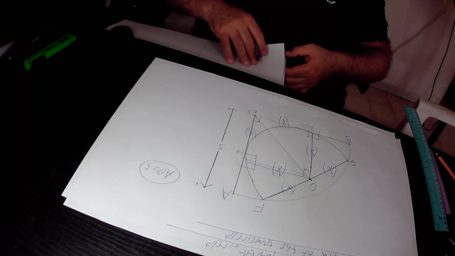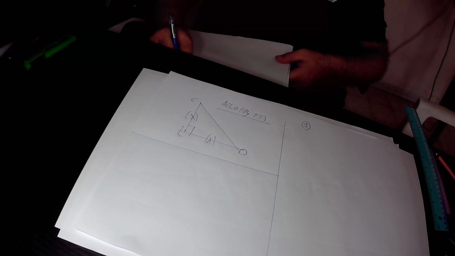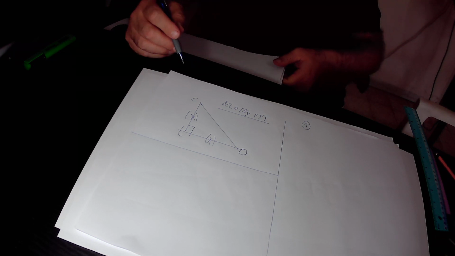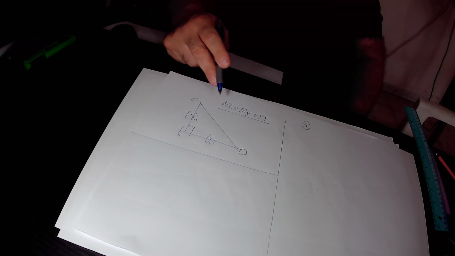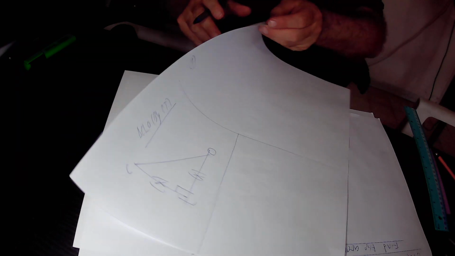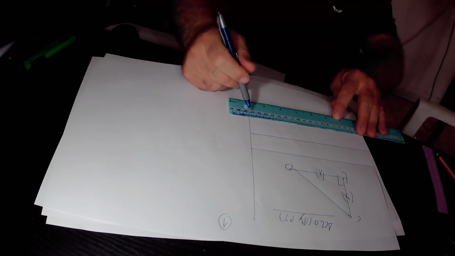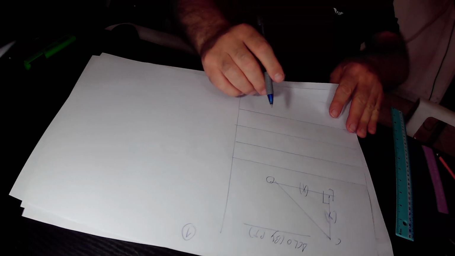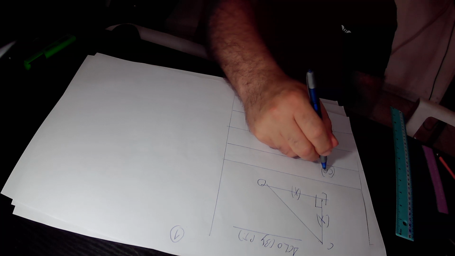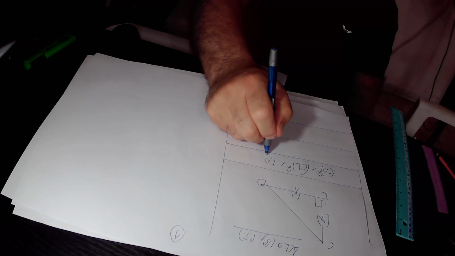So actually, this is the right associated triangle CLO. According to the original drawing and the Pythagoras theorem, in this right triangle CLO, CO squared, that is the square of the hypotenuse, must be equal to CL squared plus LO squared. So I write it down. CO squared, the square of the hypotenuse, must be equal to CL squared plus LO squared.